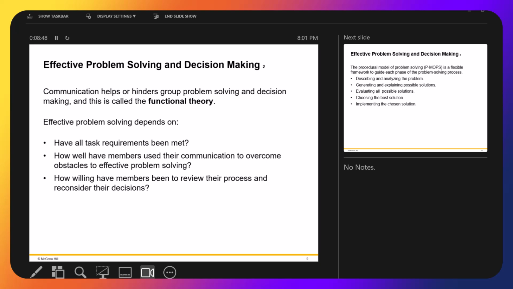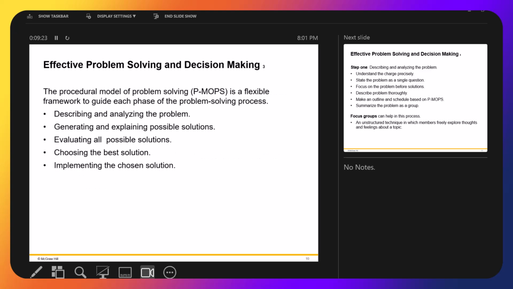And how do you use communication to overcome obstacles in the problem solving area? A lot of times, it might not be a situation where someone's being difficult or whatever else. It's just that the communication process wasn't good, so there was a misunderstanding or a lack of communication. How willing are members to review the process and consider decisions? Basically, they have to be. If you're trying to come up with the best solution, at some point you've got to be willing to do that.